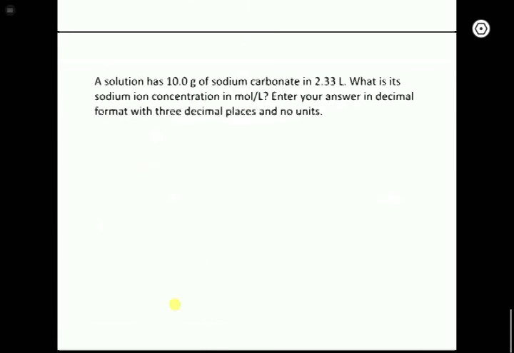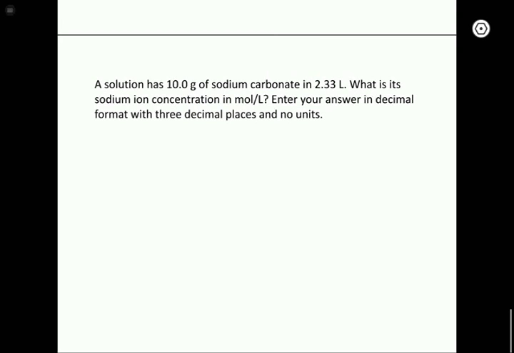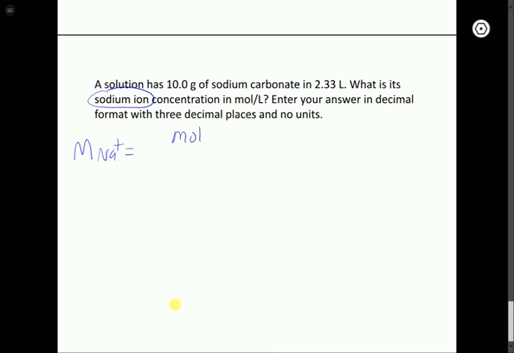Alright, so finally one more molarity question. A solution has 10 grams of sodium carbonate in 2.33 liters. What is its sodium ion concentration in moles per liter? So whenever we make an aqueous solution, specifically one with an ionic compound, we have to look carefully at what concentration we're actually defining as part of the problem. So here we're looking for the sodium ion concentration, so we're looking for the molarity of sodium ions, which is again going to be the moles of Na+ over liters of solution.